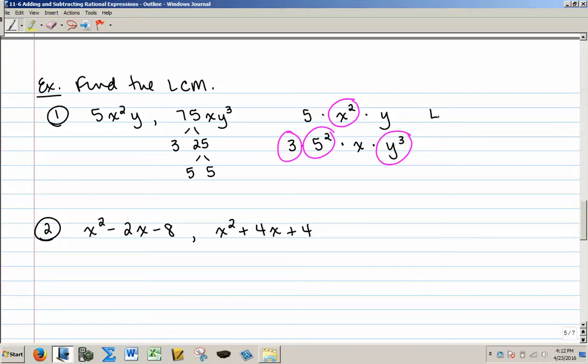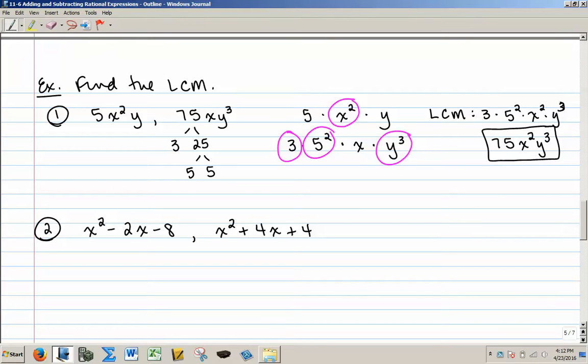So my least common multiple is going to be 3 times 5 squared times x squared times y cubed, or 75, because that's what 3 times 25 is, x squared y cubed. Okay. So factor each term and take each factor the greatest number of times that it appears in either expression.